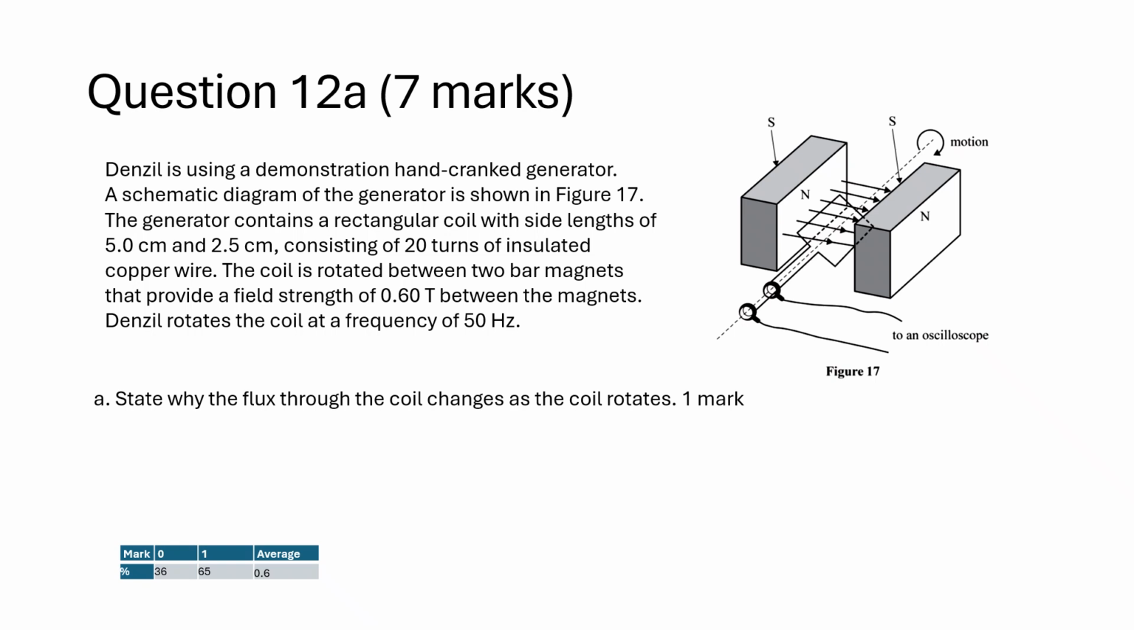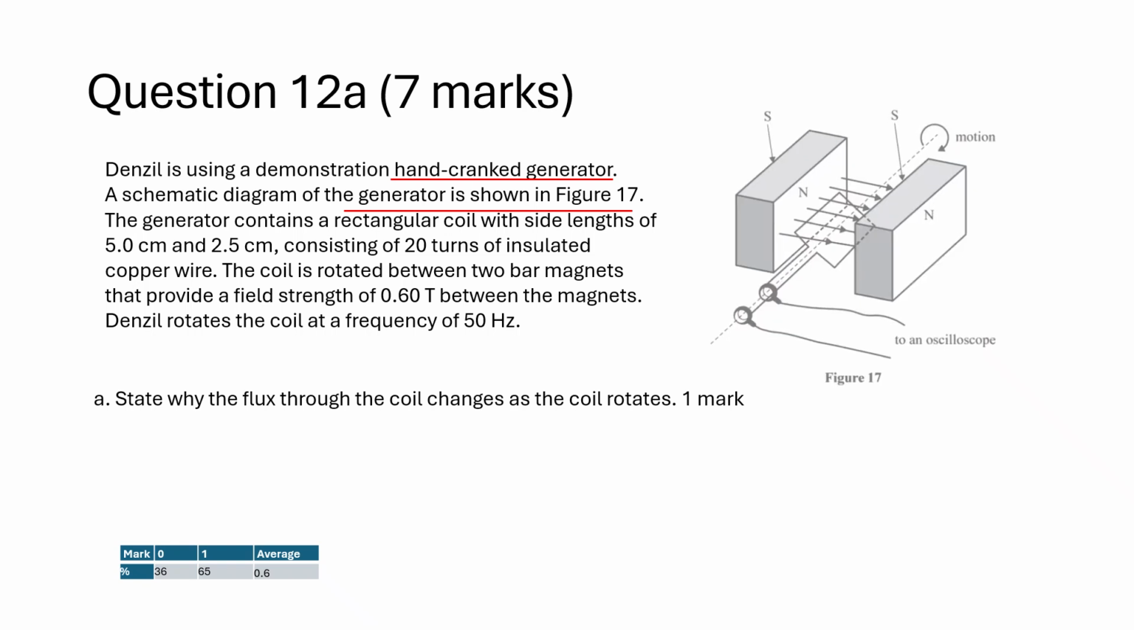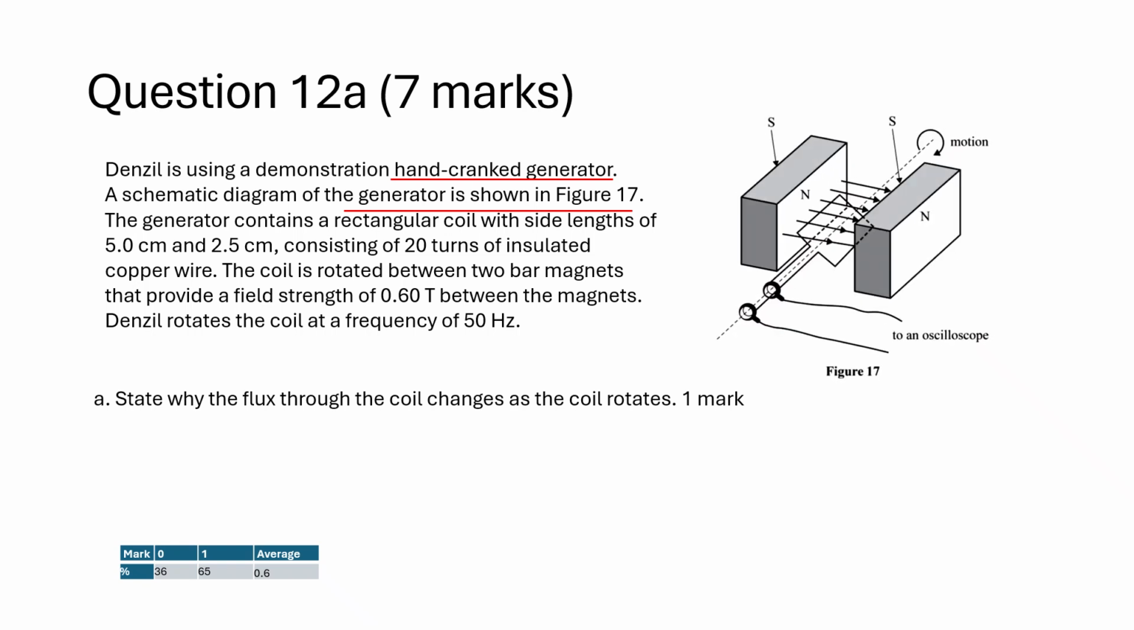Denzel is using a demonstration hand-cranked generator. A schematic diagram of the generator is shown in Figure 17. The generator contains a rectangular coil with side lengths of 5.0 cm and 2.5 cm, consisting of 20 turns of insulated copper wire. The coil is rotated between two bar magnets that provide a field strength of 0.60 T between the magnets. Denzel rotates the coil at a frequency of 50 Hz.